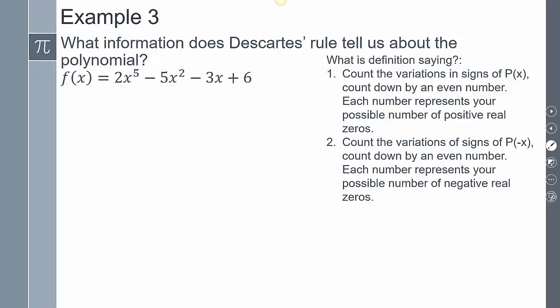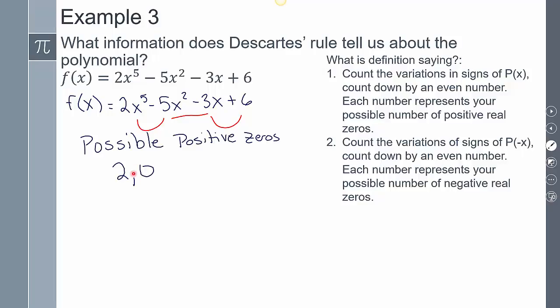So what information does Descartes' rule of signs tell us about the polynomial? With my polynomial, we said that we have to count the number of times the sign changes. So positive to negative, negative to negative, negative to positive. So there were 2 variations. Then we have to take that 2 and count down by an even integer. So 2 minus 2 is going to be 0. So the number of possible positive zeros is either going to be 2 or it's going to be 0.